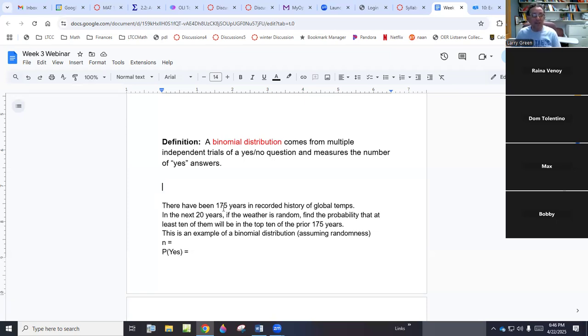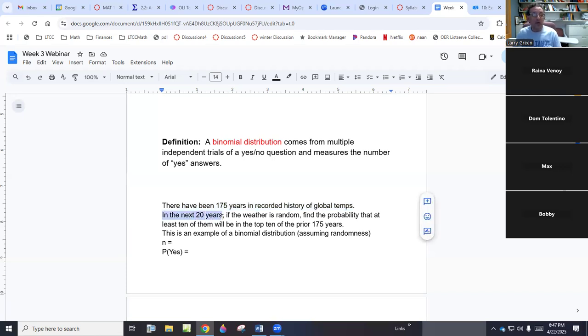There have been 175 years in recorded history of global temperatures. For the past 175 years, we have actually been getting the global temperature. Before that, we probably didn't have the technology or the effort. The way you do that is you measure temperature all over the earth and then you write down the values.